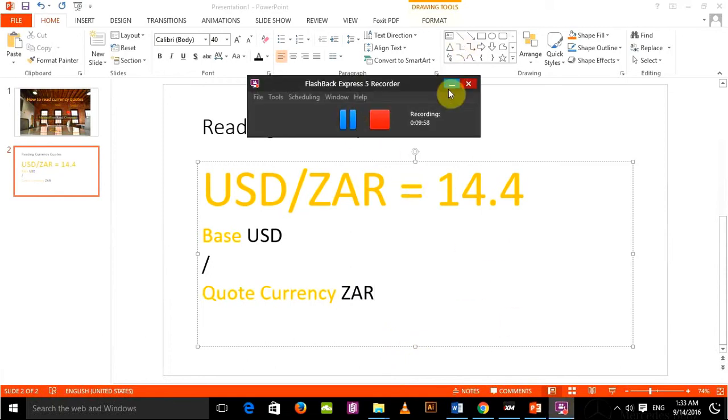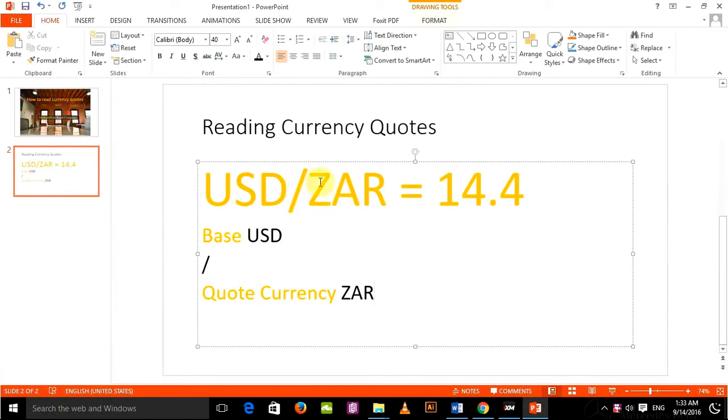So I have before me the USD/ZAR, and the rate of exchange that's been given by the markets and the news is 14 rands 40 cents. So what does this mean? How do we interpret this currency pair for forex purposes?